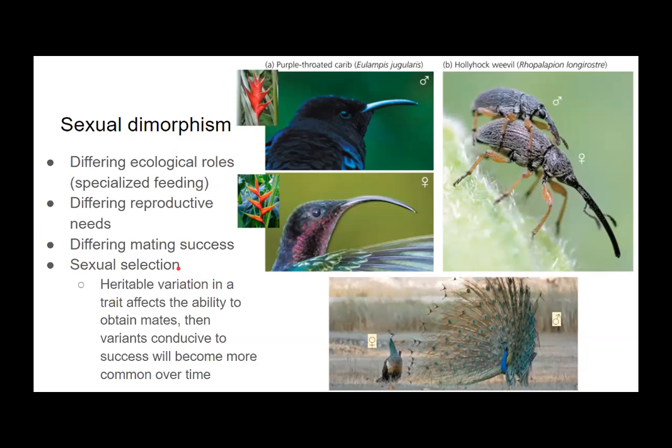So when we think about sexual selection, we're going to set it up the same way as natural selection. We have to have heritable variation in a trait, and it has to affect its fitness, and in this case, the fitness is due to the ability to obtain mates. If this is true, then the variants that are conducive to success should become more common over time. Just like with natural selection, those traits that make you more fit, in this case, better able to obtain mates, should increase in the population.